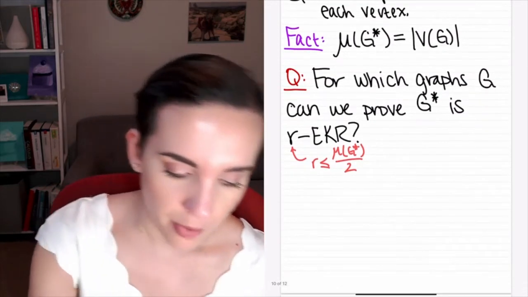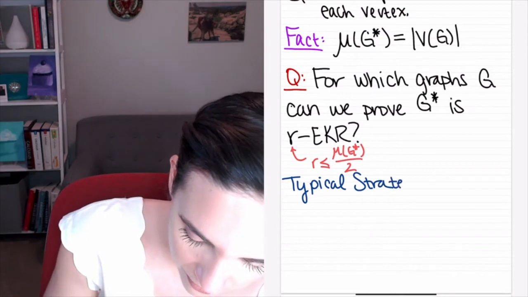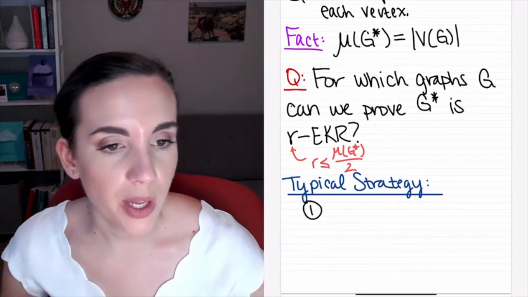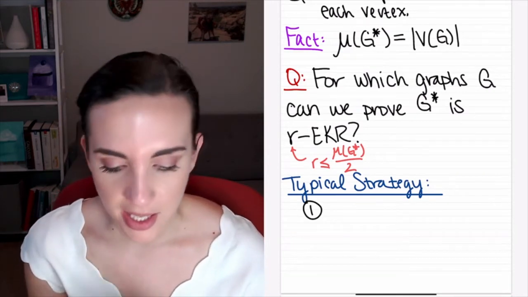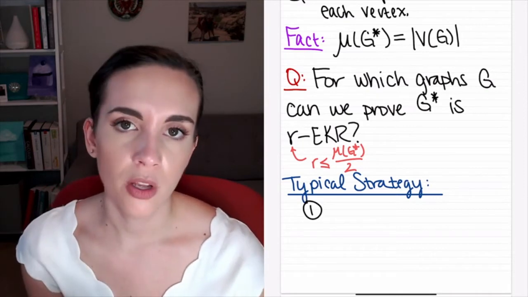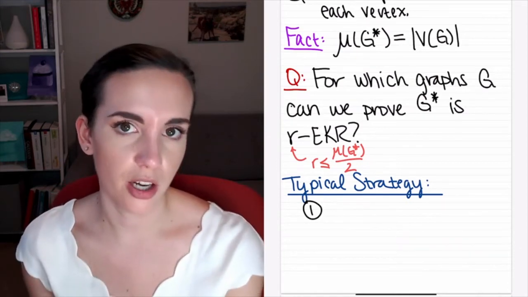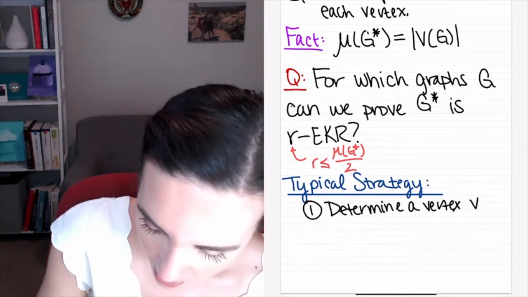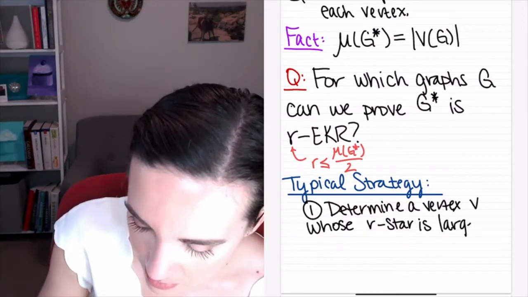The typical strategy for all graphs, not just these pendant graphs that we're considering, is the following. The first thing we do is we want to figure out a vertex whose star is the largest, okay? Because what we're looking for is we are trying to say that all the intersecting subfamilies are no larger than some star. So which star is the largest? Because then we can say all intersecting subfamilies are no larger than this particular star. So determine a vertex V whose star is largest or has maximum size.